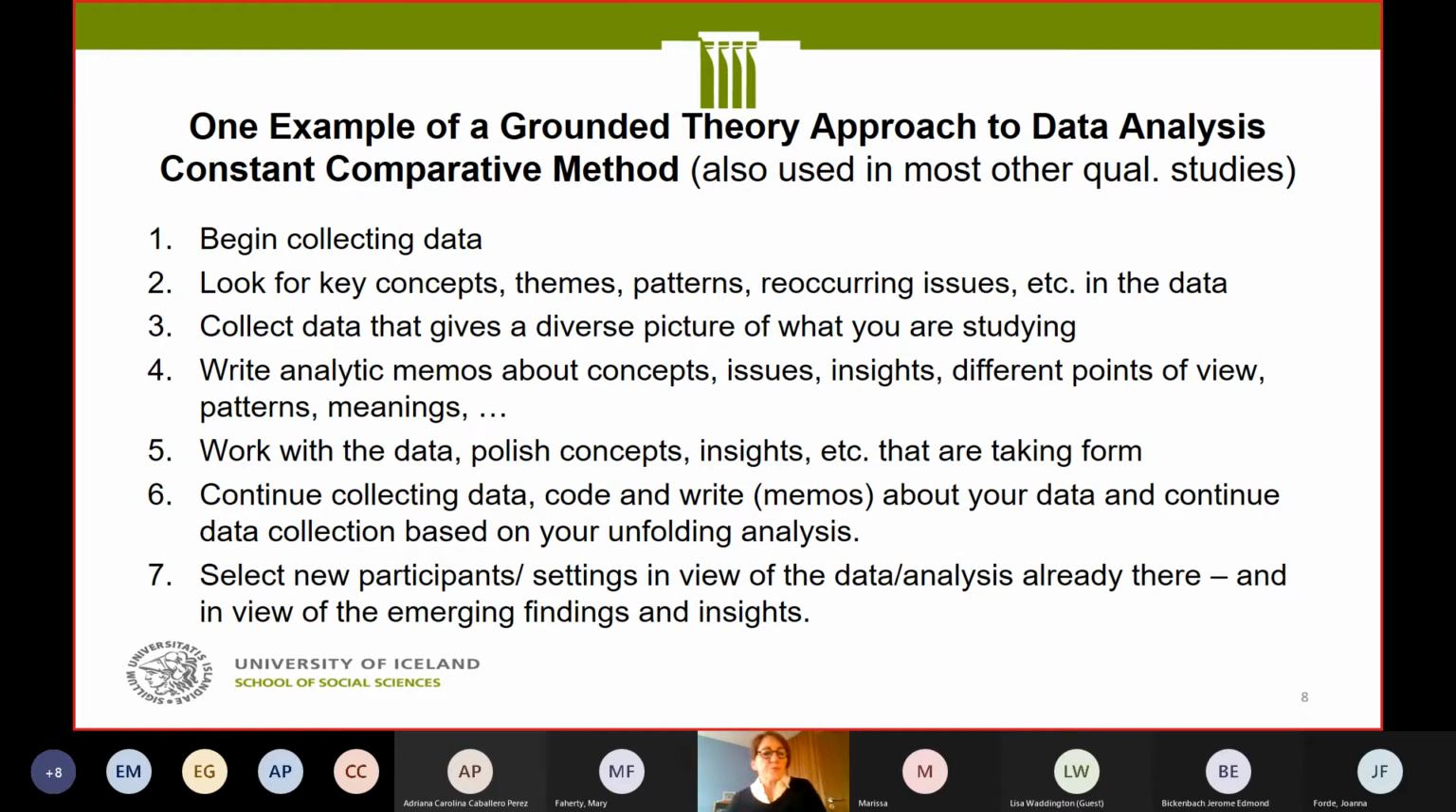So this is what is called the constant comparative method. And most people use this. Not everyone refers to it as this. And even if you do not identify as doing grounded theory, just say you use a grounded theory approach to data analysis. And then people who are well versed in qualitative research will understand what you mean. So what you do is that you begin collecting data, and right from the start, you start looking for key concepts, themes, patterns, reoccurring issues, etc. in the data.